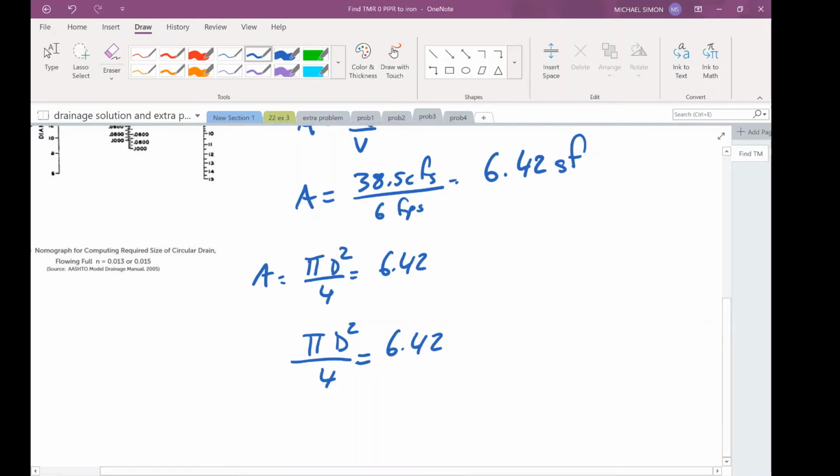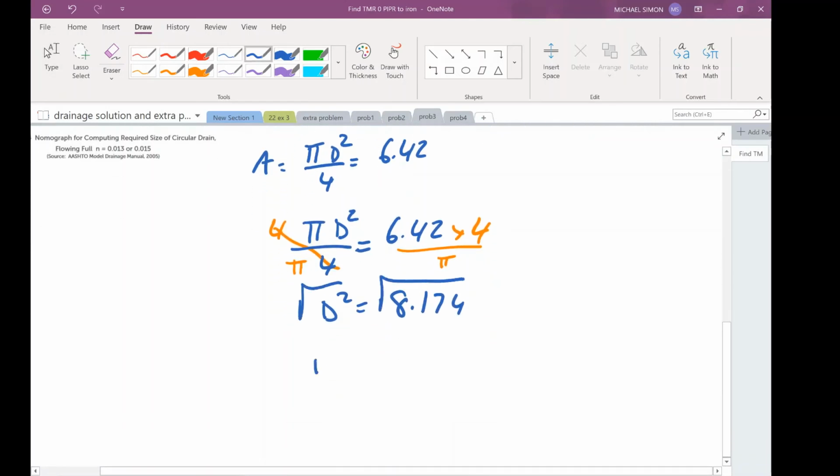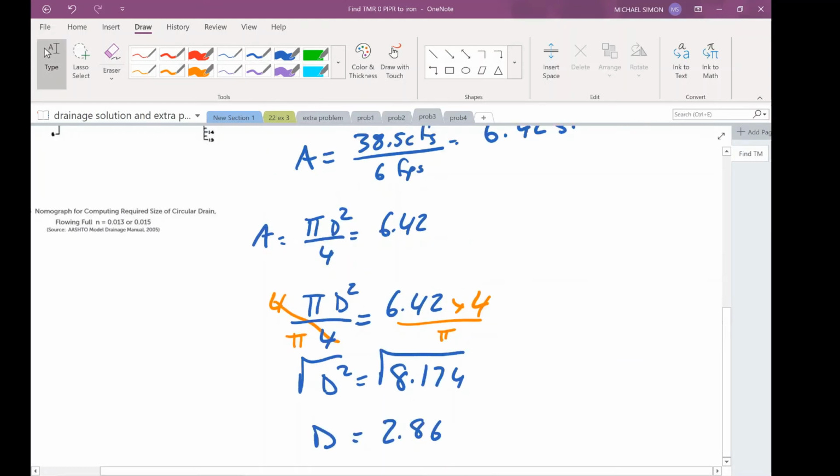So now to get that value for diameter, gotta go back to a little bit of math here. Multiply both sides by 4. That cancels. Divide both sides by pi. So d squared is equal to 6.42 times 4 divided by pi, 8.174. And if I square root both sides, d will be equal to 2.86.